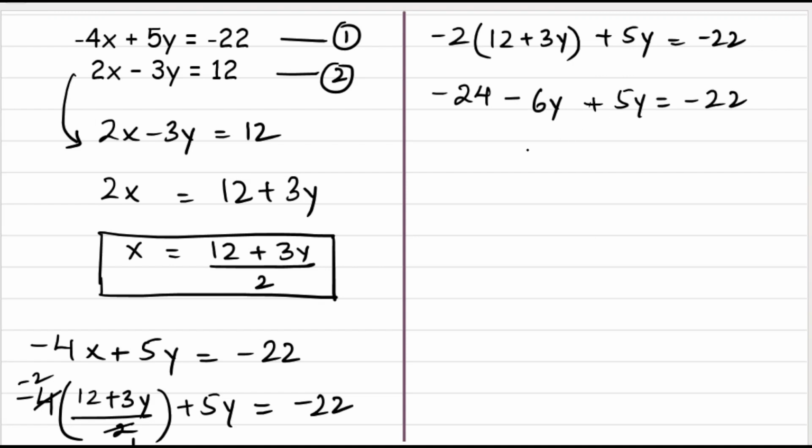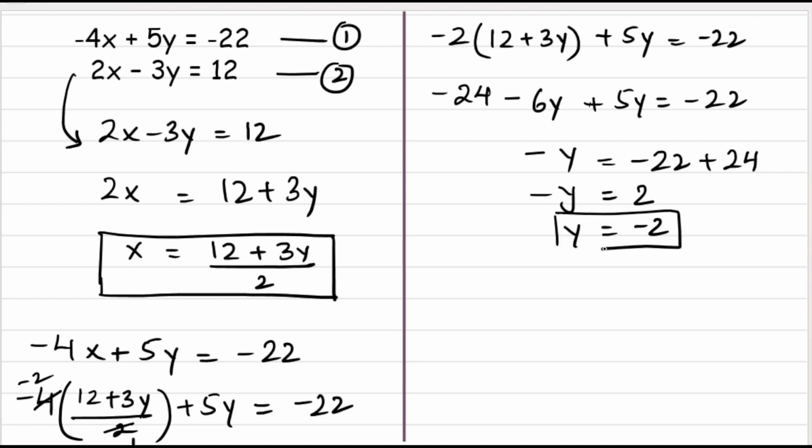Minus 6y plus 5y will give me minus 1y or just minus y, like we do not write 1 in algebra. So it's equal to minus 22. This minus 24 when shifted to that side will become plus 24. So minus y equals minus 22 plus 24, which gives me 2. This is the value of minus y. I want the value of y. So y is equal to minus 2. You can just multiply with minus 1 on both sides. So y comes out to be minus 2.